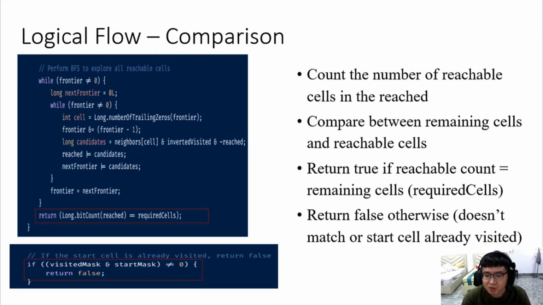From here, the method will proceed to count the number of reachable cells in the reach and then compare the remaining cells and the reachable cells. If the reachable count matches the remaining cells, it will return true, or otherwise it will return false if it doesn't match the count or the start cell has already been visited.